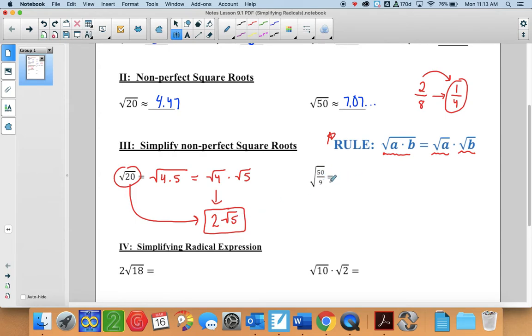All right, on the next problem, we have the square root of a fraction. Well, we simply take the square root of the numerator over the square root of the denominator.